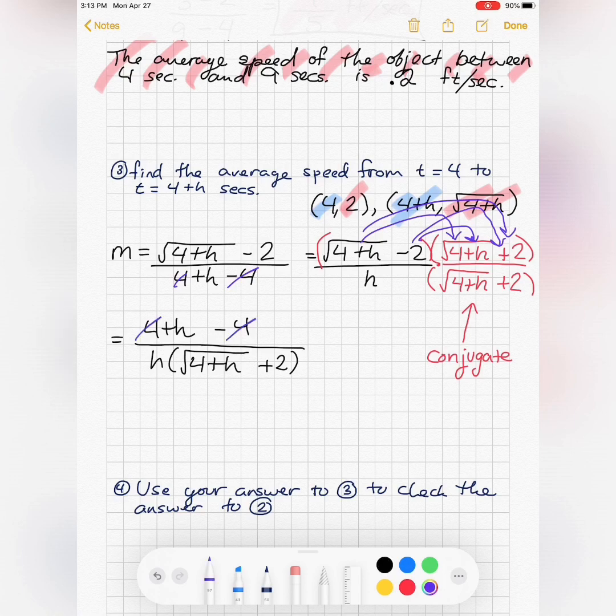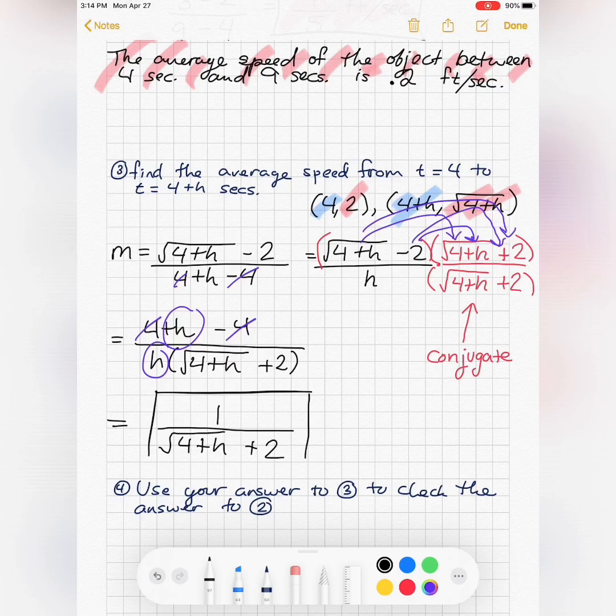So this is why this works out so nicely, because I get a bunch of cancellation. Okay, look, I can even cancel h with h. So my result then would be 1 over, let me write that a little nicer, root of 4 plus h plus 2. Okay, so this is the average speed from 4 to 4 plus h seconds. So again, this would be in feet per second.